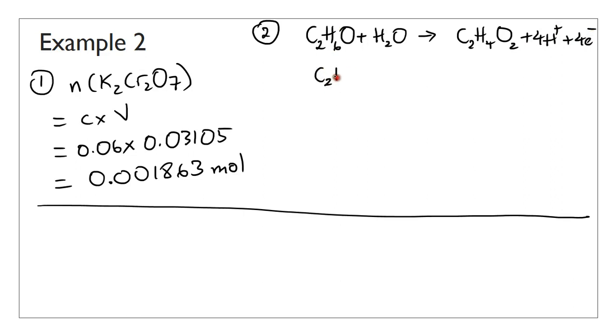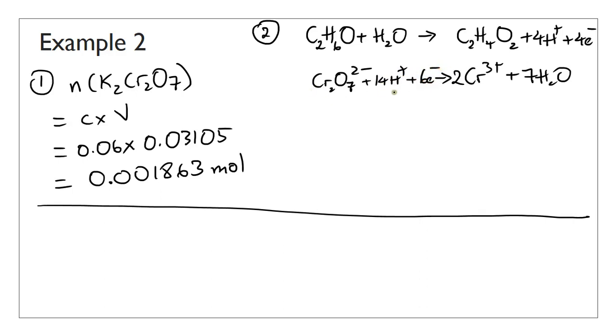The reduction half equation is Cr2O7 2- going to Cr3+. The key element is chromium, so I need 7 water, 14 H+, and I'm going to go with 6 electrons, so that's 12 plus 6. All right. Oh, don't you just love it when one is not a multiple of the other?